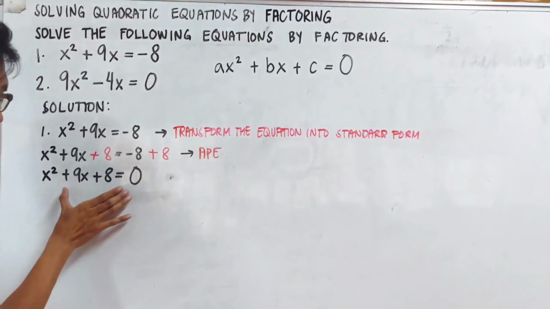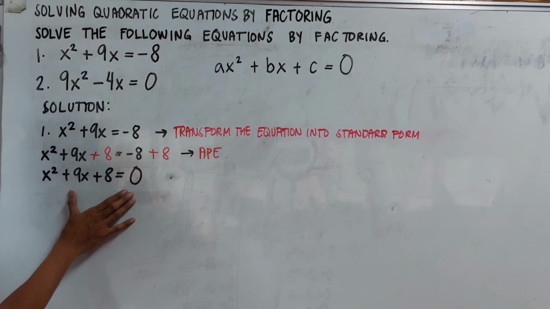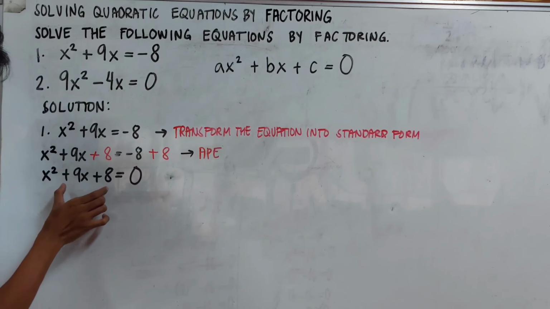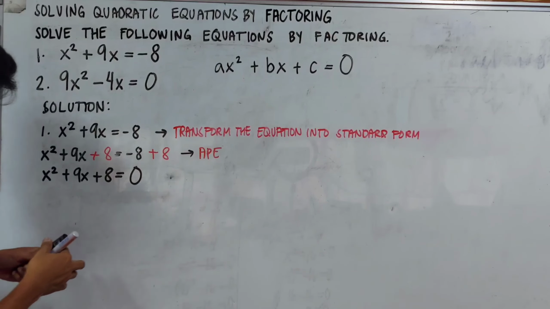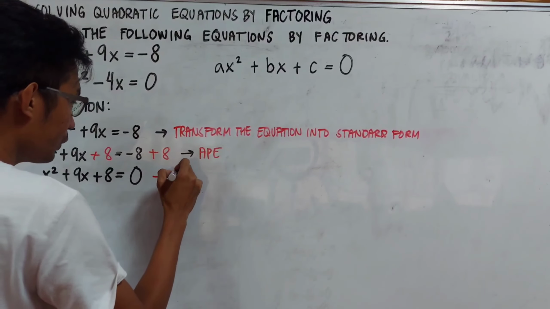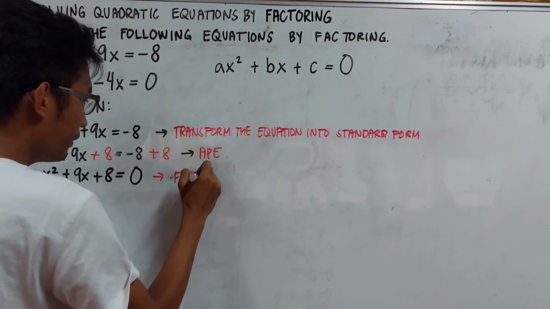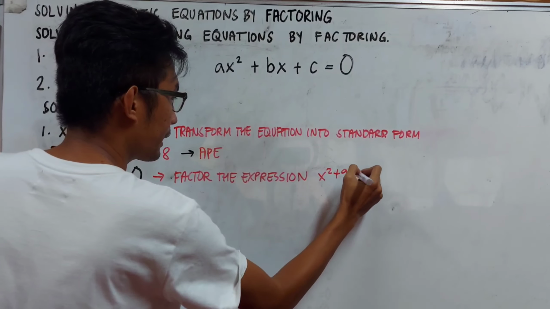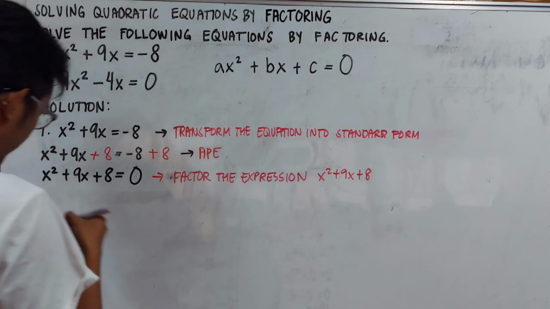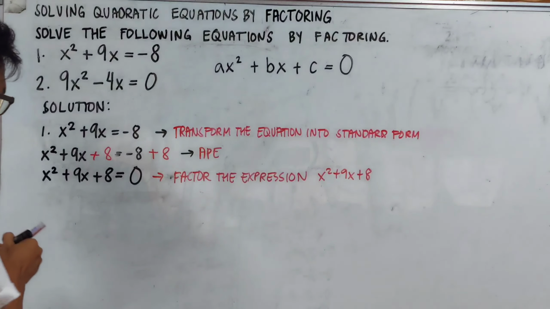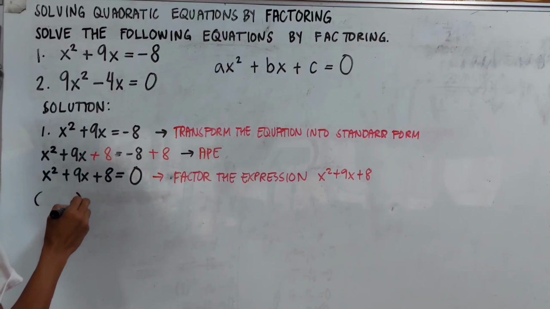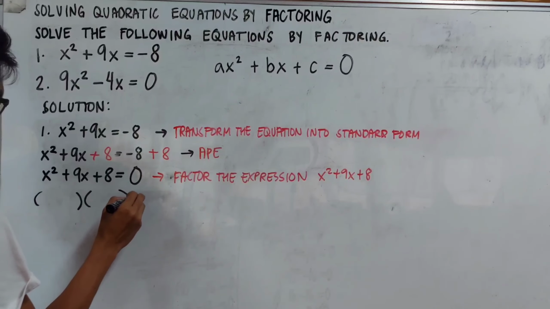Then, since naka-standard form na yung equation natin, we need to factor x squared plus 9x plus 8. Ipapactor na natin siya. So, factor the expression x squared plus 9x plus 8. So, factor natin. Paano nga ba mag-factor? So, we have here this one.